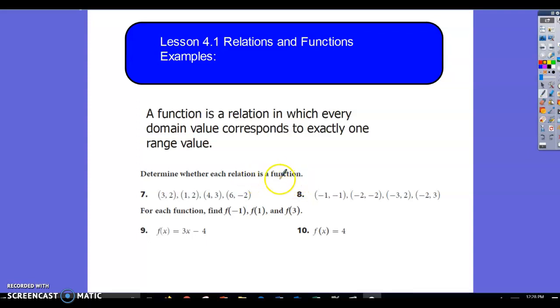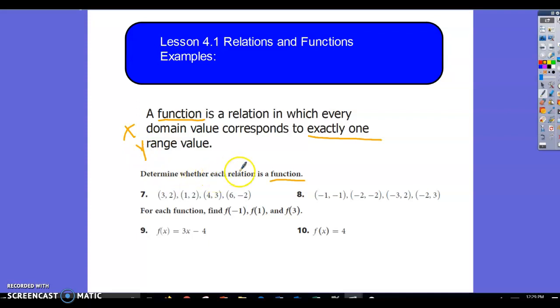All right, so if we have to determine whether something is a function or not, you have to understand what a function is. So definition, a function is a relation in which every domain value corresponds to exactly one range value. That means every number in the domain is unique. And remember, your domain is your x values, okay? Your range is your y values.